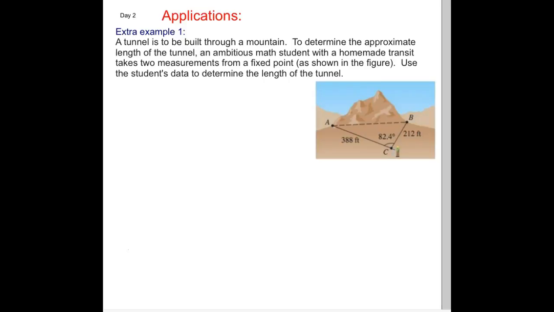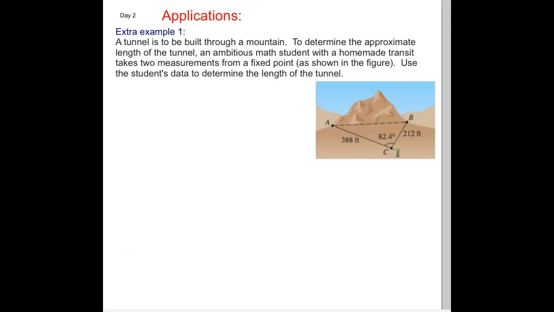So today we are looking at applications of law of cosines. This is the second day for section 5.6. Our first example says a tunnel is to be built through a mountain. To determine the approximate length of the tunnel, an ambitious math student with a homemade transit takes two measurements from a fixed point as shown in the figure. Use the student's data to determine the length of the tunnel.